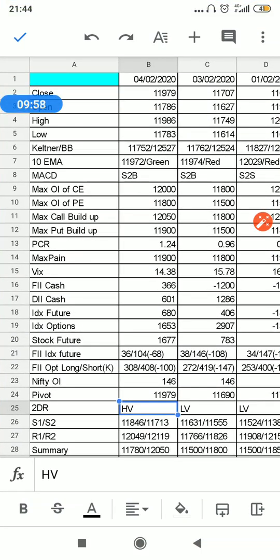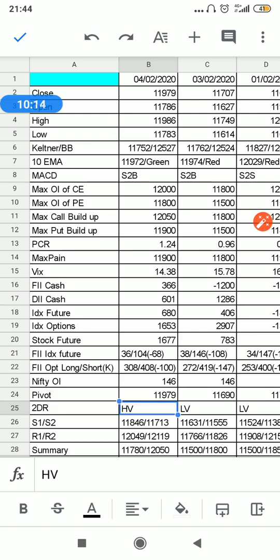So again, whenever this CPR becomes very, very narrow and we can expect some kind of trending move, I will inform you guys. That time we should be ready to take the trade accordingly.